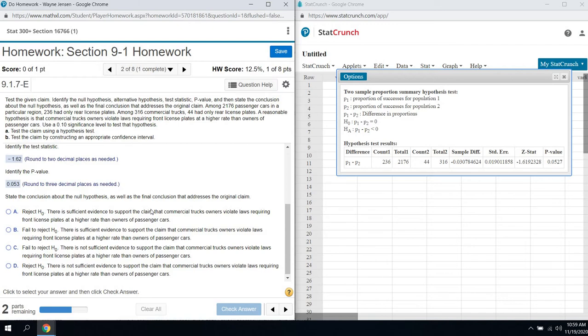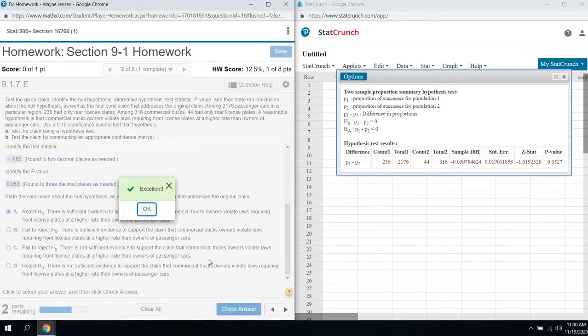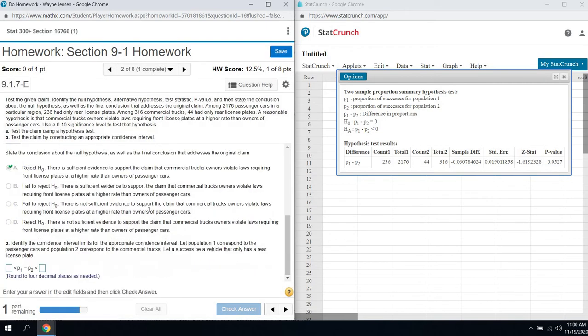Well, our p-value is 0.053. Our significance level is 0.10. Our p-value is less than the significance level. 5% is less than 10%, or 0.05 is less than 0.10. So we're going to reject. Every time you reject, there is sufficient evidence. A says that. B has a reject but says not, so it's definitely A. And it's going to say, hey, great job.